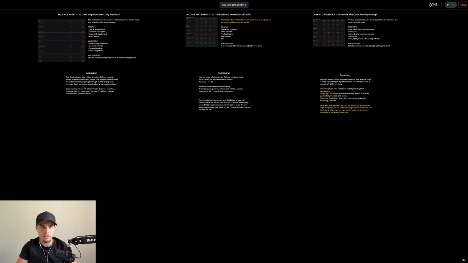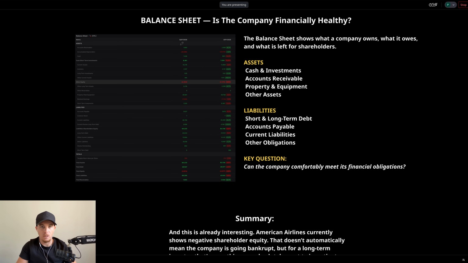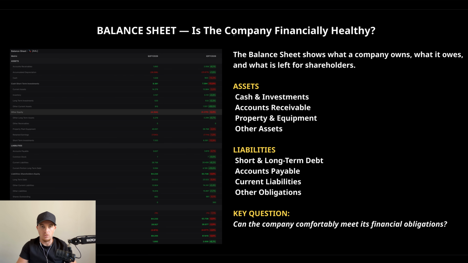So let me explain what the balance sheet is and how to analyze it. To make it shorter, the balance sheet will allow you to know if the company is financially healthy or not. It shows what a company owns, what it owes, and what is left for shareholders. And you have two key elements. The first one is the assets. Inside the assets, you have the cash and investments, the accounts receivable, property and equipment, and all the assets.